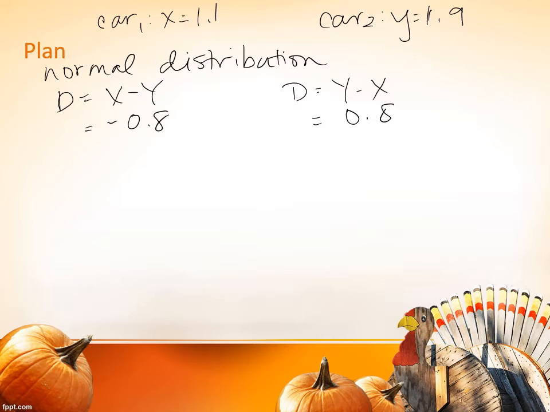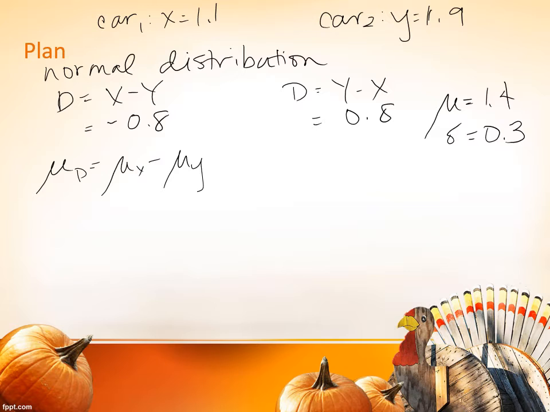We did that earlier, so you could see why we did that. And then I want to talk about the mean. So the mean of the difference is going to be my mean of what X should be minus my mean of what Y should be. Now the mean was given to us as 1.4. So both cars should have a mean of 1.4, and they should have a standard deviation of 0.3. So 1.4 minus 1.4, hey, guess what? It's 0. So my mean of my difference is 0.